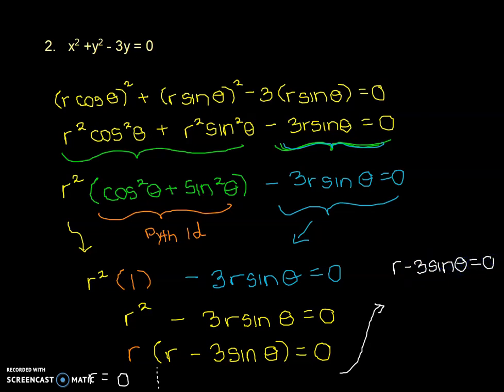Usually polar equations, you'll see it as r equals, so I'm going to add this 3 sine theta to both sides, and I will get the other equation, which is r equals 3 times sine of theta.